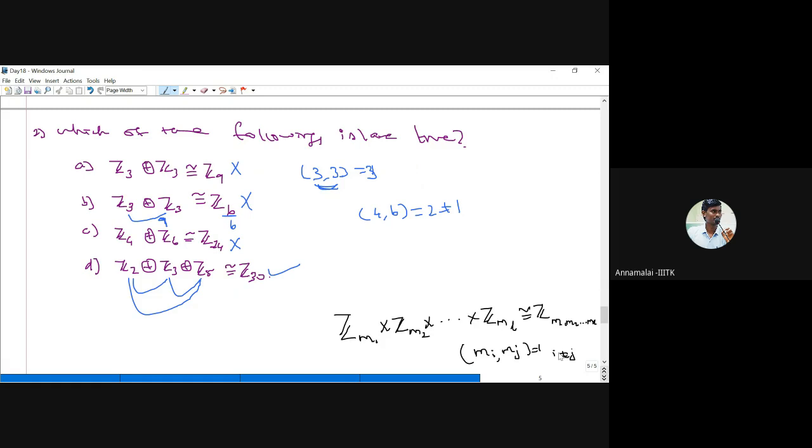So if you take here M1 is 2, M2 is 3, M3 is 5. If you take any two numbers, the GCD is 1. The GCD of 3, 2 is 1, 2, 5 GCD is also 1, 3, 5 GCD is also 1. Therefore, isomorphic to the product. Therefore, the last one is the correct answer.